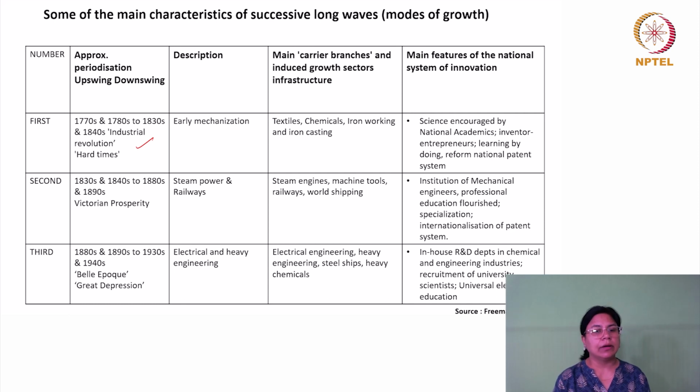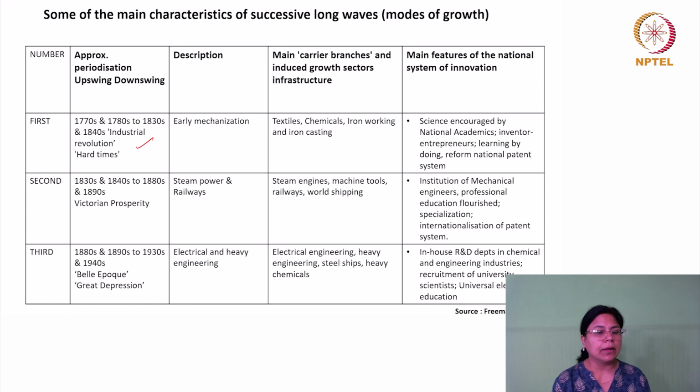The second wave talks about the 19th century, a Victorian prosperity, a time when the British economy was really thriving, and the major technologies, particularly the general purpose ones, were coming from steam power and railways. So there was a prevalence of steam engines, machine tools, and world shipping. And here, in terms of institutions like the Institution of Mechanical Engineers, professional education flourished and specializations happened, and we have already studied that during this phase there was an internationalization of the patent system. So various institutions were also coming together to support the high growth starting from specific technologies.